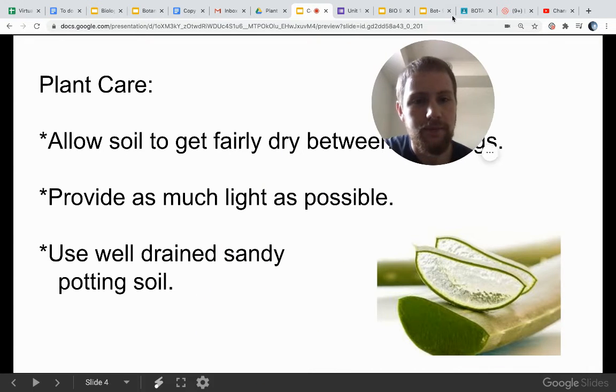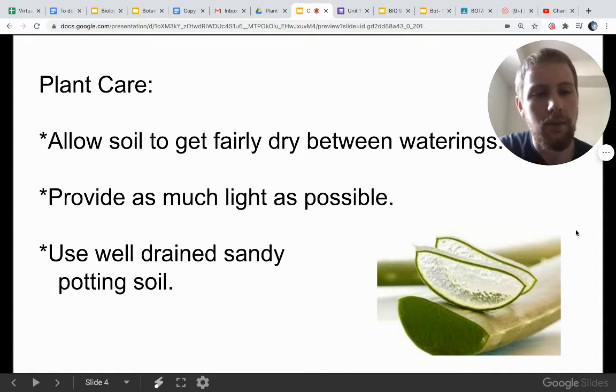Plant care. As we're going to learn about in that planting demo, if you're a virtual student, or in the live planting experience, if you are a hybrid student, you're going to want to allow the soil of our aloe to get fairly dry between waterings. That will allow the roots to not rot and the plant to grow properly. It is a desert, an arid adapted plant. So it does just fine in dry conditions, and that is what it likes.